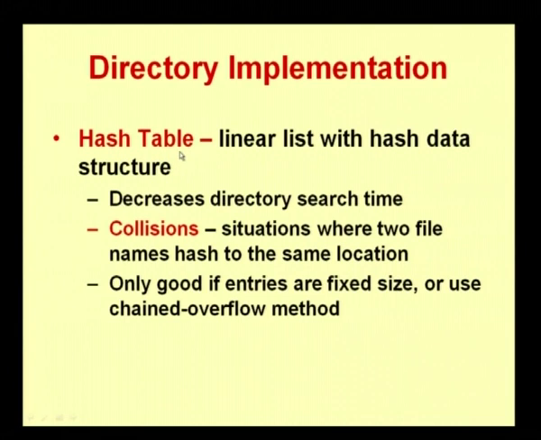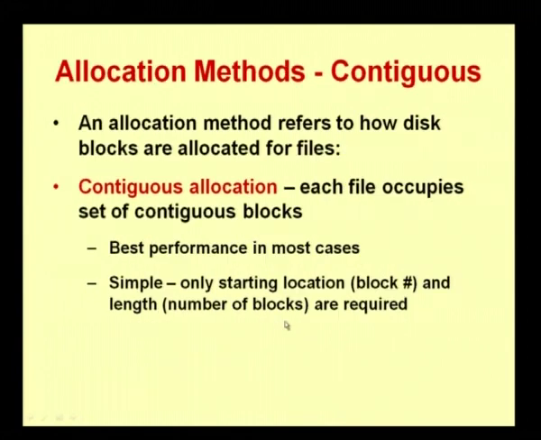The second way is with the usage of a hash table. What is a hash table? A hash table is a linear list with a hash data structure. It decreases the directory search time, and the problem is that it may end up with collisions. A collision is a situation where two file names get to the same location. It is only good if entries are fixed size or use the chained overflow method.